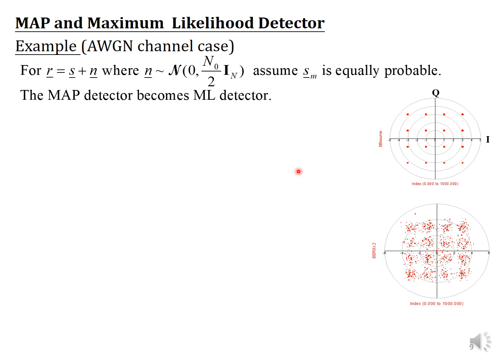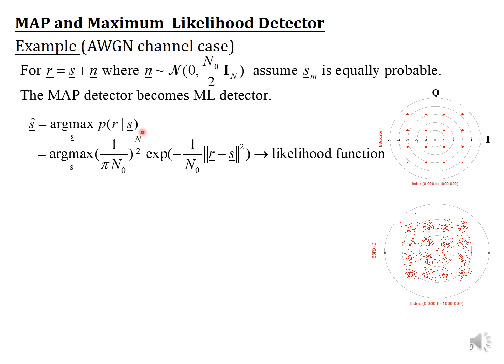So here, if we apply the MAP detector, why does the MAP detector become the ML detector? Remember what we said: when S_m is equally probable, it becomes the ML detector. Then we have this detector become ML, which is based on the conditional probability of S. And now we have this probability model, right?